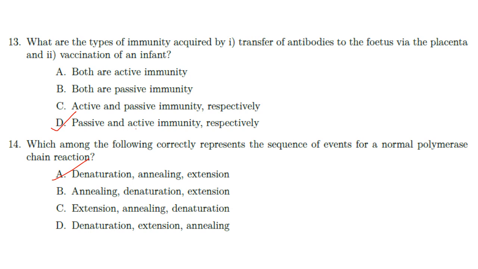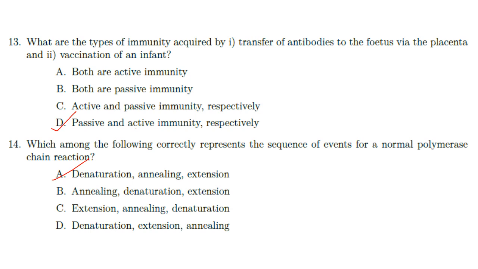So transfer of antibodies to the fetus via the placenta. So here antibodies are directly transferred to the fetus via the placenta. That is the case of passive immunity. The fetus is not producing the antibodies. So it is a case of passive immunity, and vaccination is after getting vaccinated, your body will start responding and it will produce antibodies against the vaccine for acquiring immunity. That is the case of active immunity. So answer is option D.